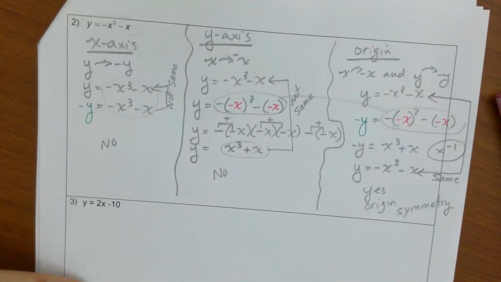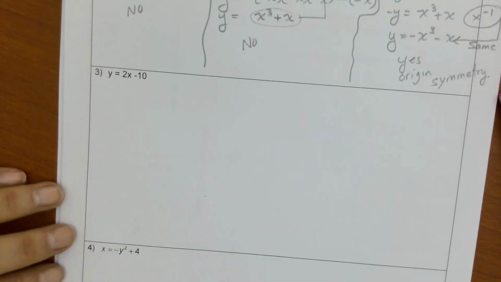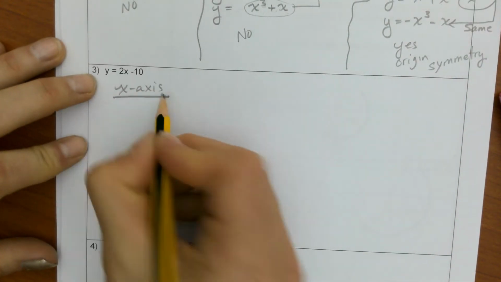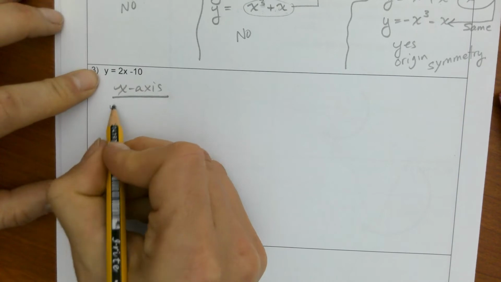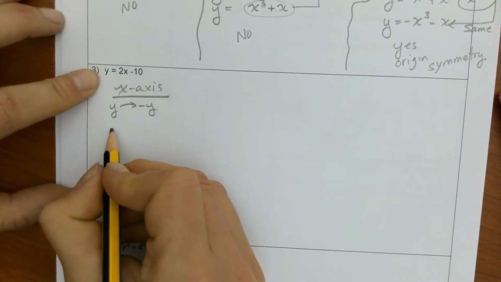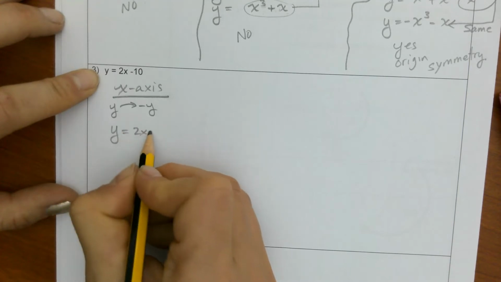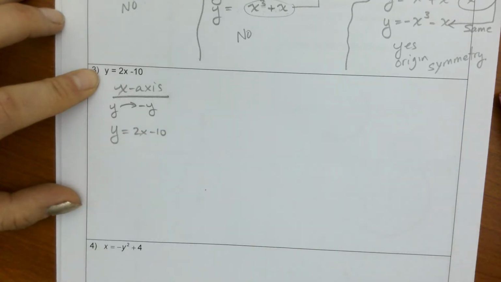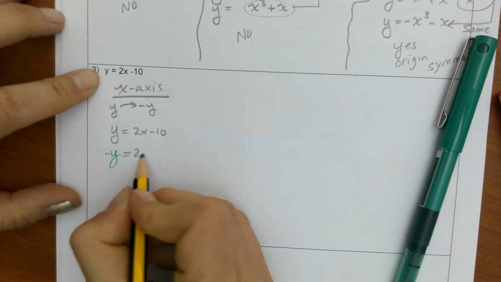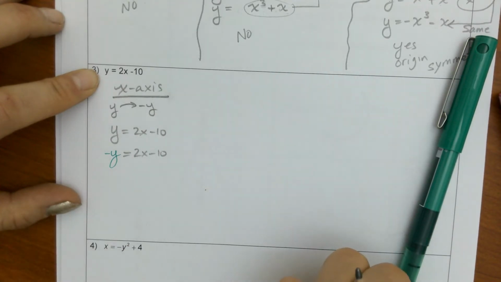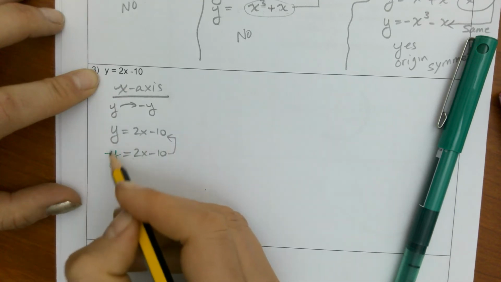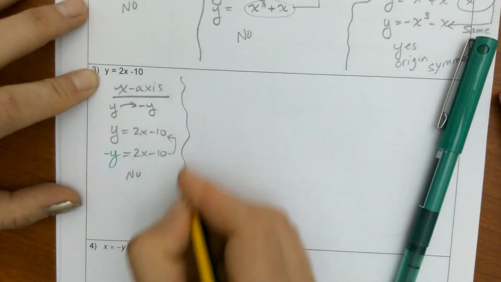Let's do the next one. X-axis symmetry. So we have to replace the y with negative y. So let's write it out. Y equals 2x minus 10. So instead of y, I'm going to write negative y. I can't make this into this, because this is just changed. This is no.